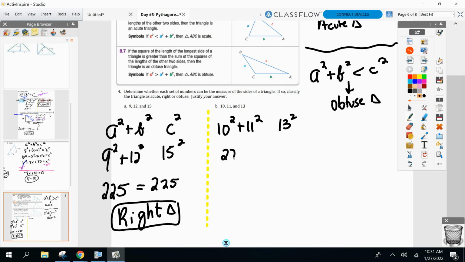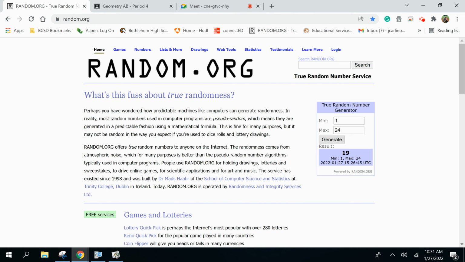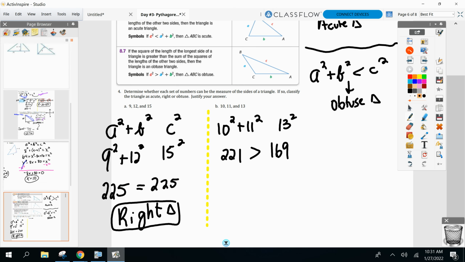So you got 221 for the a squared plus b squared, 169 for the c squared. So the a squared plus b squared was bigger, meaning what type of triangle am I working with here? Good, acute triangle. Good work.